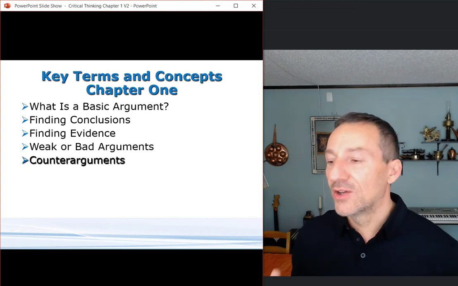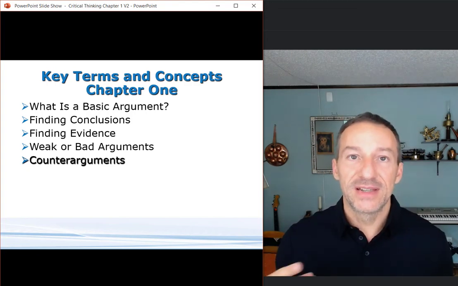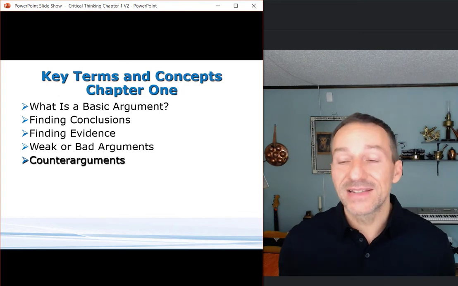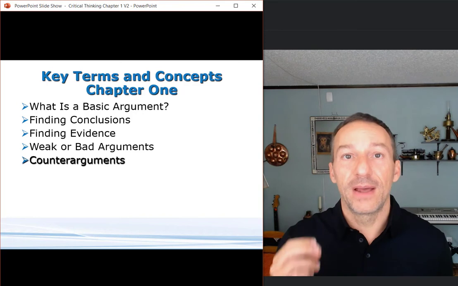However, is it a good argument? What is the quality of the evidence? Some researcher in some magazine. That could be the National Enquirer. That could be some staff writer for the National Enquirer. That does not make it not a basic argument. It is not necessarily a compelling argument.